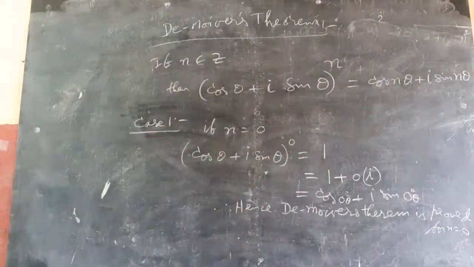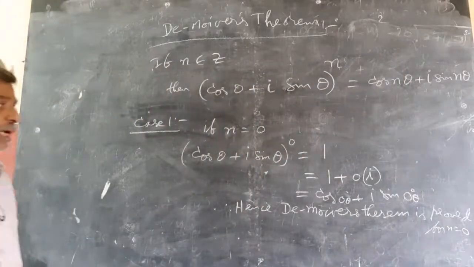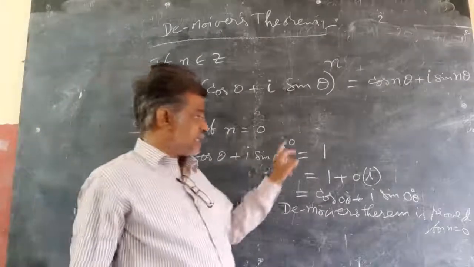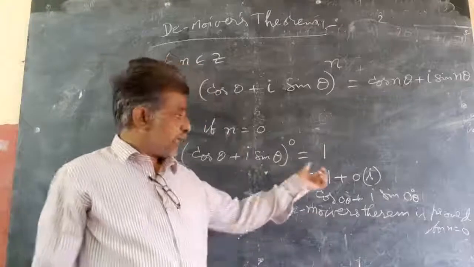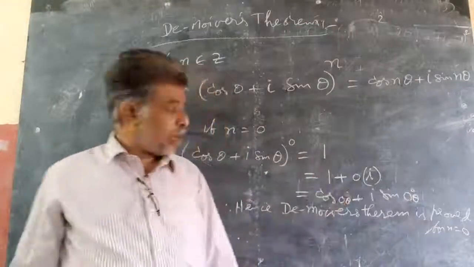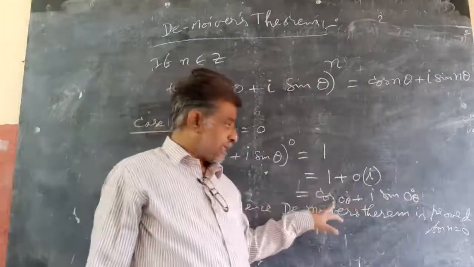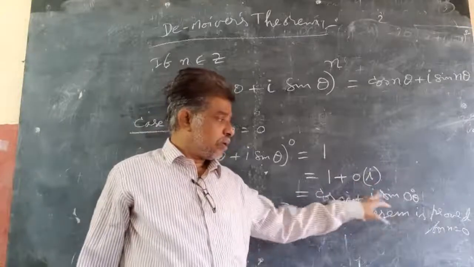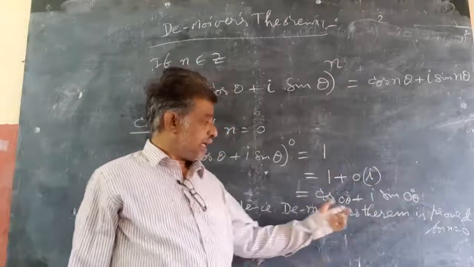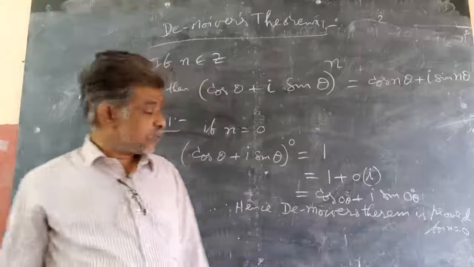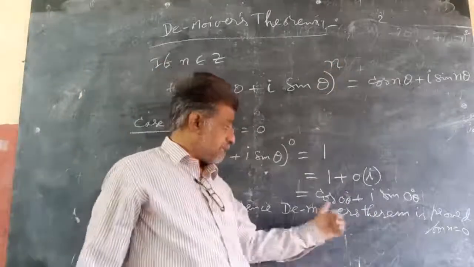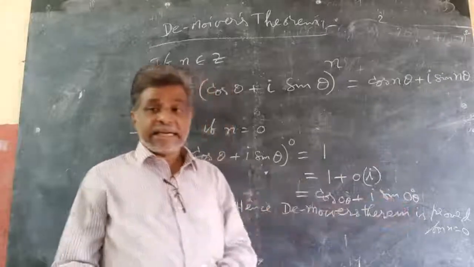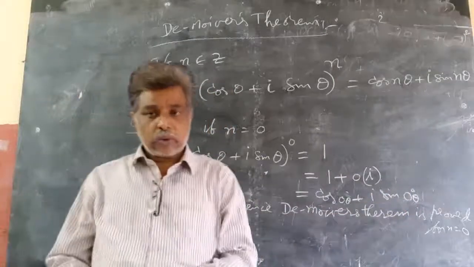This is the first case. For n equal to 0, (cos theta plus i sin theta) whole power 0 is 1, as anything power 0 is 1. This 1 I am writing as 1 plus 0 into i, which is cos 0 plus i sin 0, that is cos 0 theta plus i sin 0 theta. Now I got the cos n theta plus i sin n theta form. So it is 100% true.